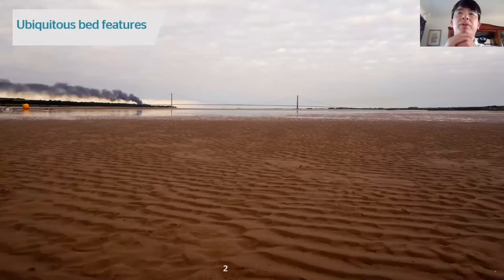Ripples are the primary sedimentary features, which are often characteristic of the forming flow parameters. They are very common in nature because they can be generated under currents, waves, and flow combined with waves and currents. This photo was taken at the Humber Estuary in the UK. As you can see, during low tide, this big sandbar was covered by ripples.